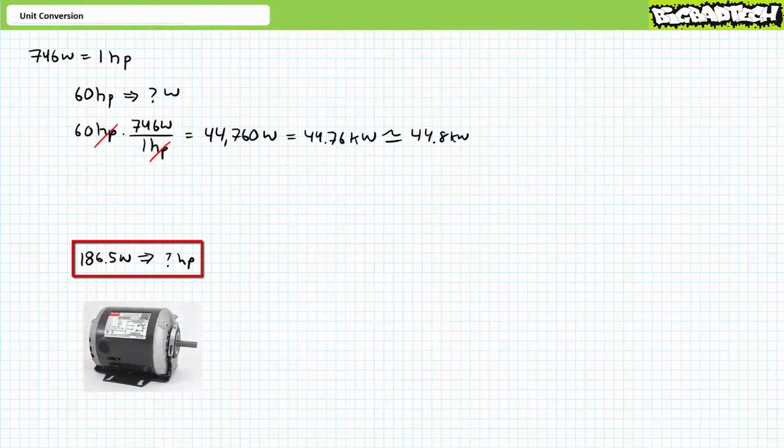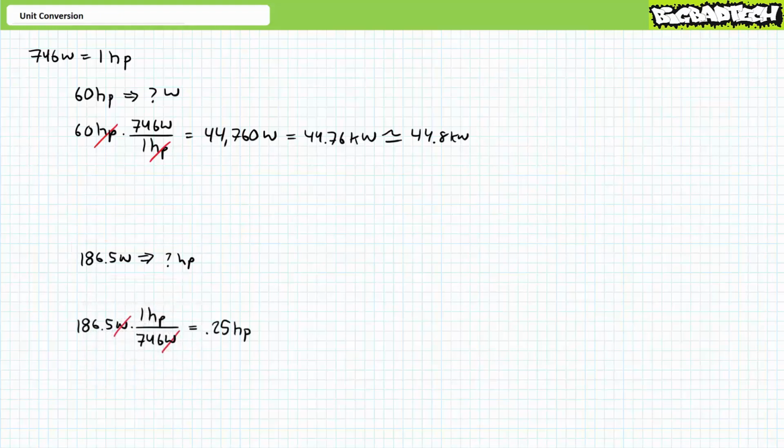Consider a motor capable of exerting 186.5 watts of output in the loaded condition. Let's say we want to know this motor's equivalent output in units of horsepower. The unit we want is horsepower. The unit we don't want is watts. The one we need to multiply by is 1 horsepower over 746 watts. 186.5 watts times 1 horsepower over 746 watts. Units of watts cancel out, and we're left with 0.25 horsepower.